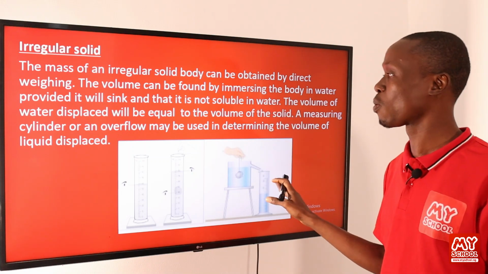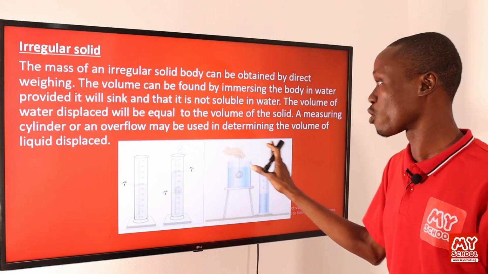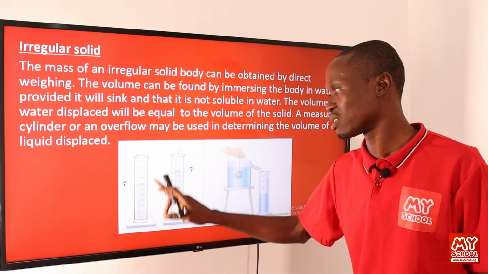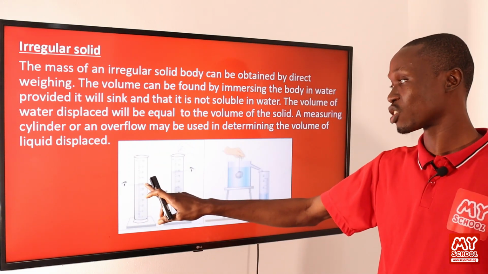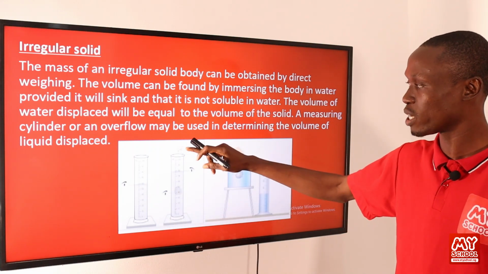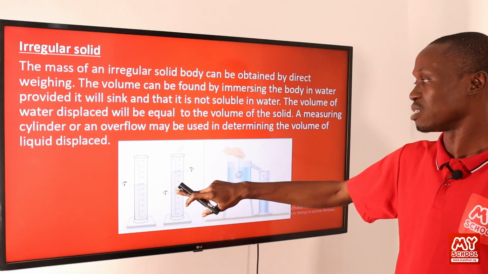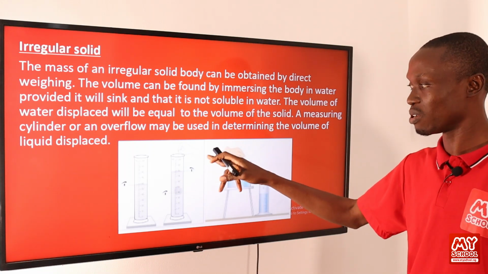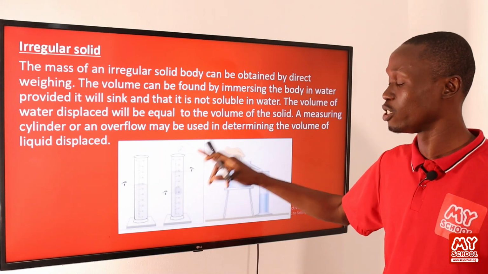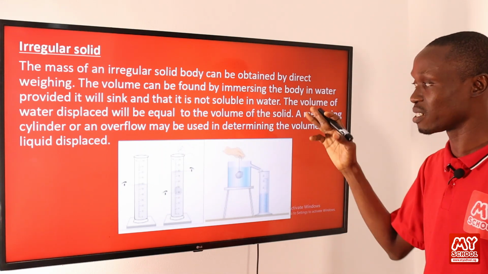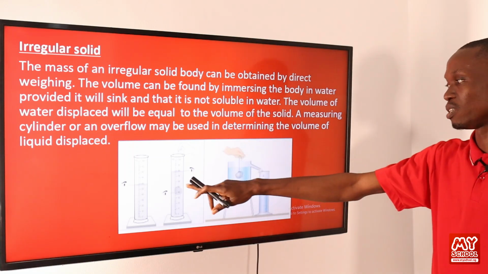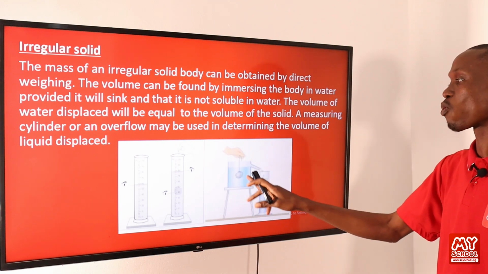So the figure below illustrates what I have just described above, right? So this is a measuring cylinder, and this is the initial volume of water before the solid was dropped inside. So when the solid was released and dropped inside, the volume of water increased, right? So you just measure the difference between the original volume of the water and the new volume of water, and the difference between them is equal to the volume of the solid, or you can as well use an overflow can.